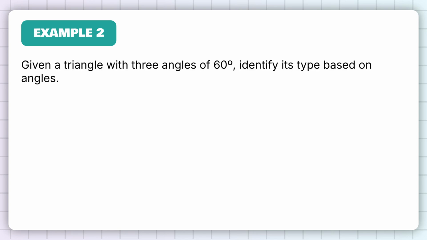Let's now consider this. Given a triangle with angles 60 degrees, 60 degrees, and 60 degrees, identify its type based on angles. Since all three angles are equal, this triangle is an equilateral triangle.